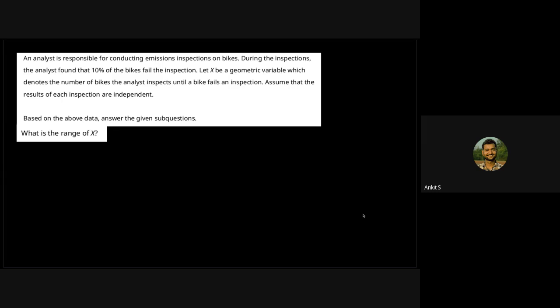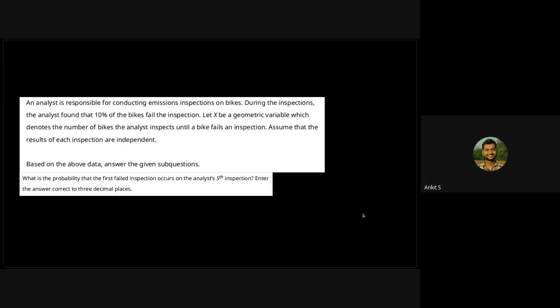Clearly, the range of X will be, either it can happen that when the analyst is inspecting, the very first bike that is inspected turns out to be defective or just fails. It can be two also, it can be the third also. So the range of X is going to be from 1 to infinity. This is very basic. Now it is based on the same question. Now it's asking what is the probability that the first failed inspection occurs on the analyst's fifth inspection.